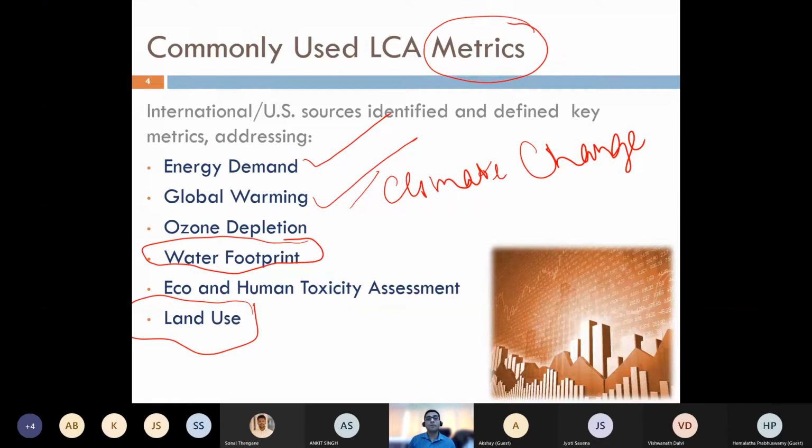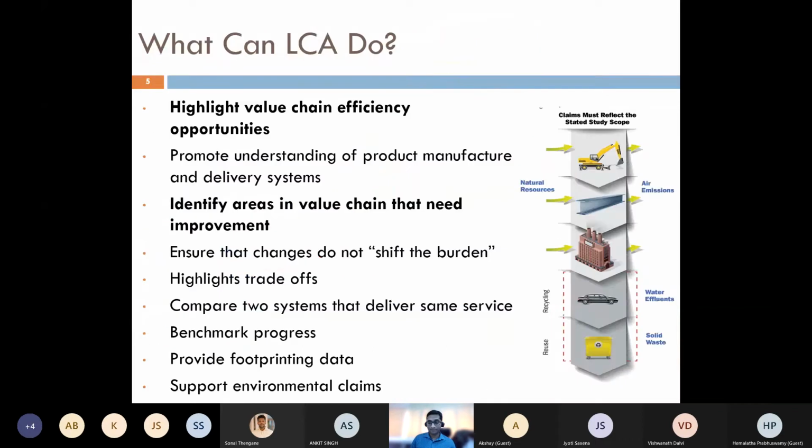So I'm just talking about some commonly used LCA matrices that are becoming prominent nowadays so that you get an understanding of where we are heading. So now, what can an LCA do for you?